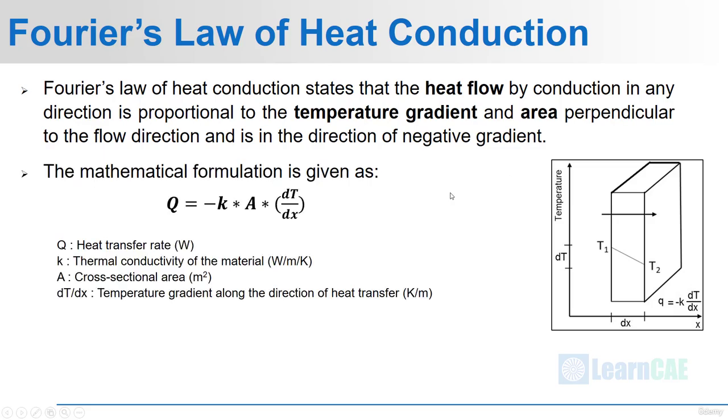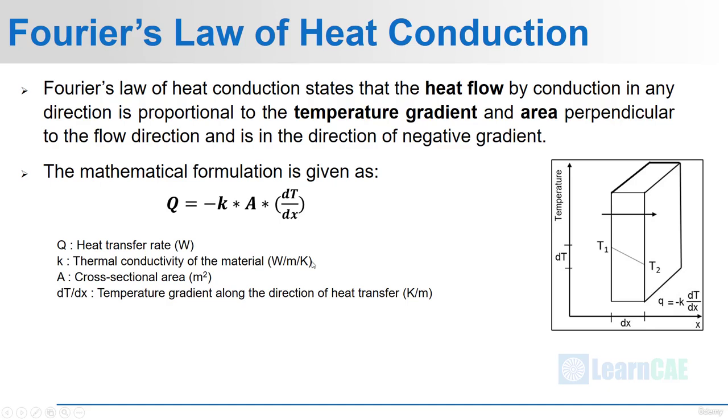The mathematical formulation is given as Q is equal to minus K into A into dT by dx. Here dT by dx is the temperature gradient, that is change of temperature per unit width, and A is the normal area and K is the constant, that is called thermal conductivity of the material. It is a material property. We shall see the terms one by one.